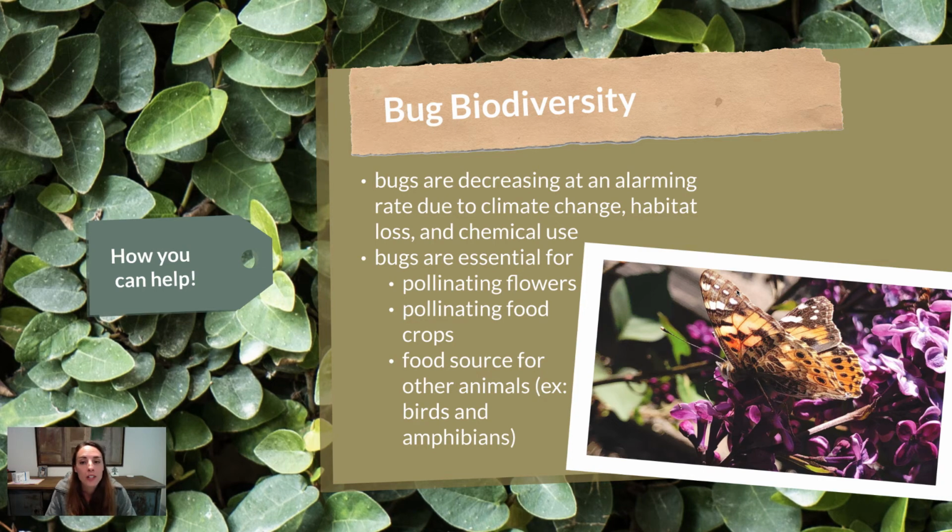So bugs are actually decreasing at an alarming rate, like I said earlier, due to climate change, habitat loss, and chemical use. And that's not good, because bugs are essential for a lot of processes. Like I said, they pollinate flowers, they pollinate food crops, so things like strawberries and blueberries and all of the yummy stuff you love to eat. And they're also a food source for other animals like birds and amphibians, so lizards and frogs and snakes. And without them, those animals can't survive. And without the pollinators, we can't eat. So that's why they're important.